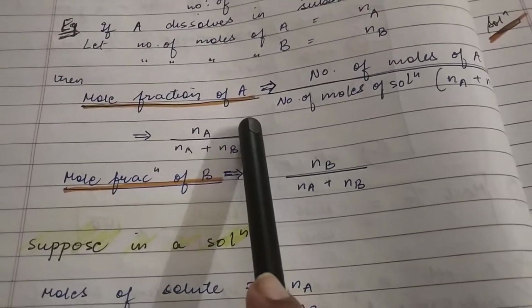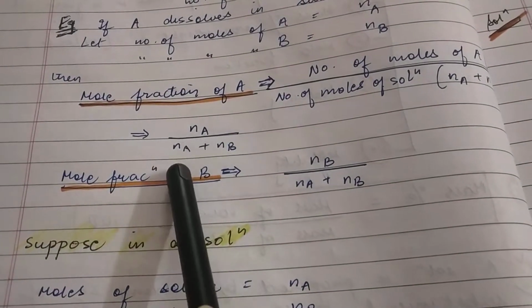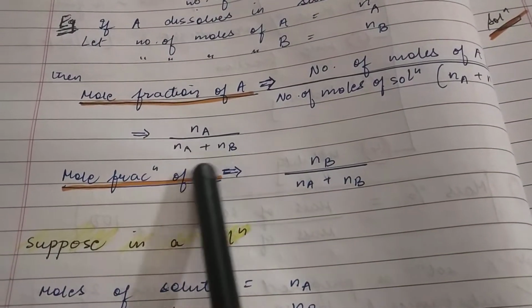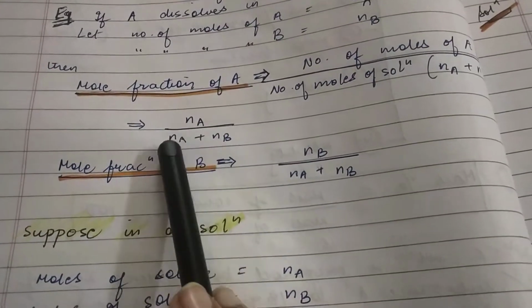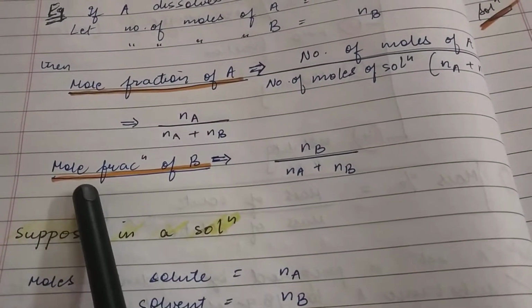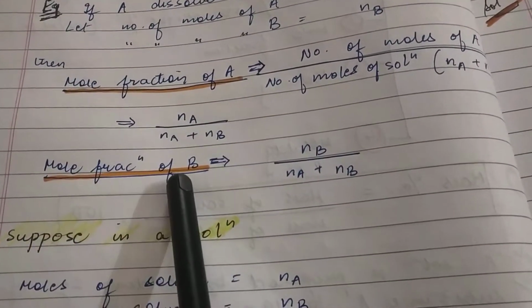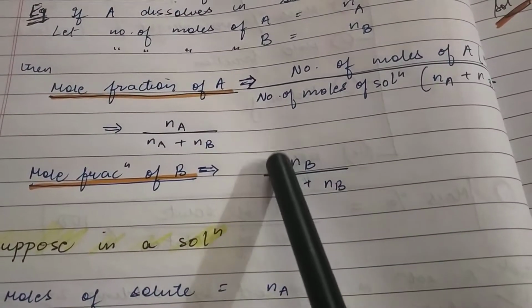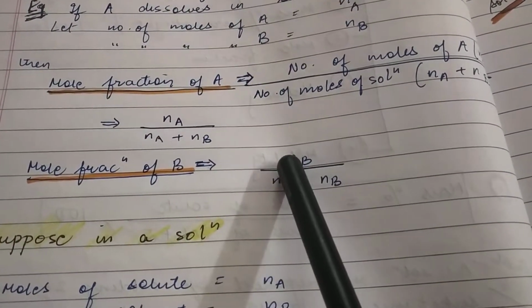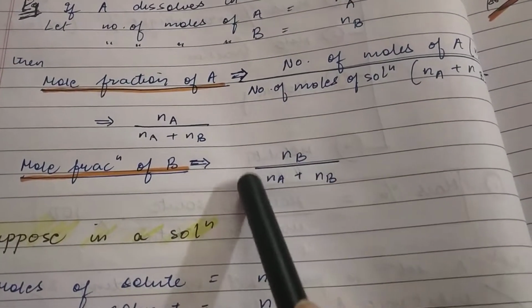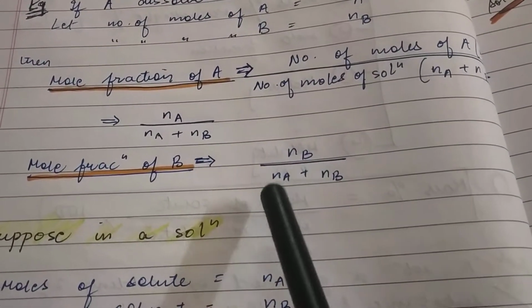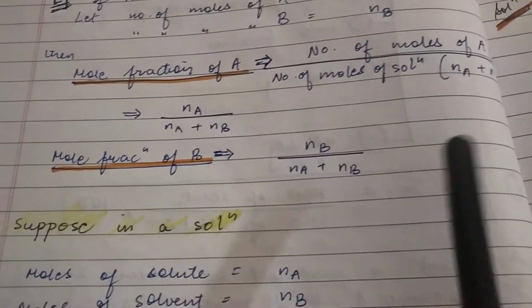Mole fraction of A would be Na upon Na plus Nb, where Na plus Nb is the total number of moles of the solution. Likewise, if we need to find out the mole fraction of B, then we take the number of moles of B, that is Nb, divided by the total number of moles of the solution, that is Na plus Nb.